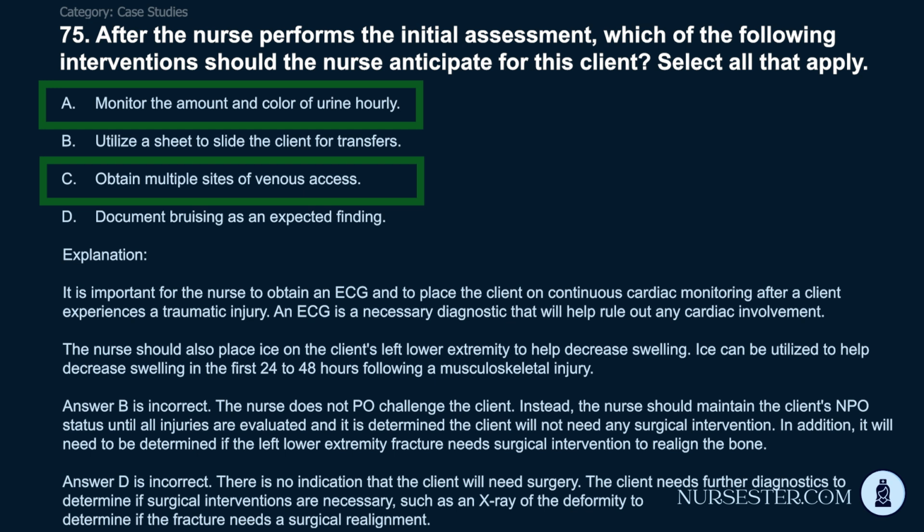Answer B is incorrect. The nurse does not PO challenge the client. Instead, the nurse should maintain the client's NPO status until all injuries are evaluated and it is determined the client will not need any surgical intervention. In addition, it will need to be determined if the left lower extremity fracture needs surgical intervention to realign the bone. Answer D is incorrect.